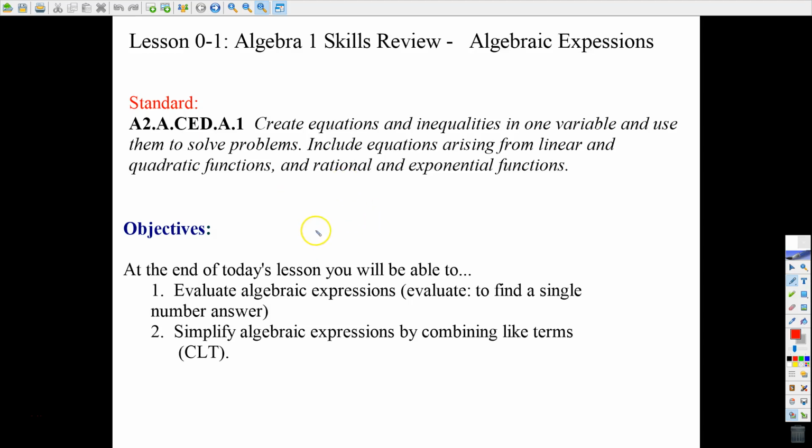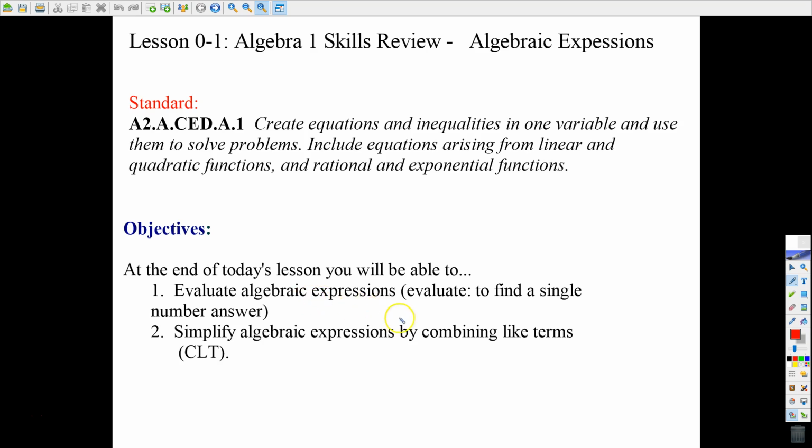We're going to do a little Algebra 1 skills review. We're going to have a series of Algebra 1 skills that we will review to begin this school year. And to begin with, this first lesson is going to be on algebraic expressions. There's really a twofold objective here.